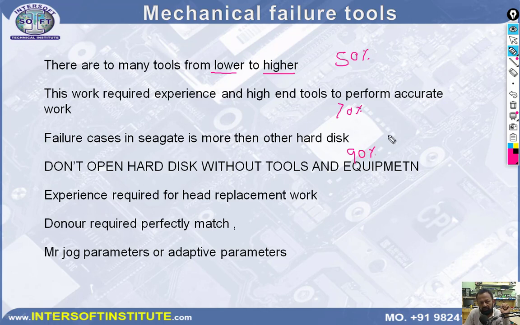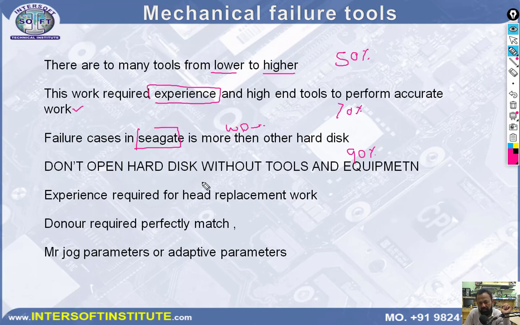The main thing is physical experience. There are many tools from lower to higher. The work requires experience and high-end tools to perform accurate work. Failure cases in Seagate are more than in other hard disks. Physical replacement on Seagate is more than WD. WD is very easy, but Seagate is very hard.